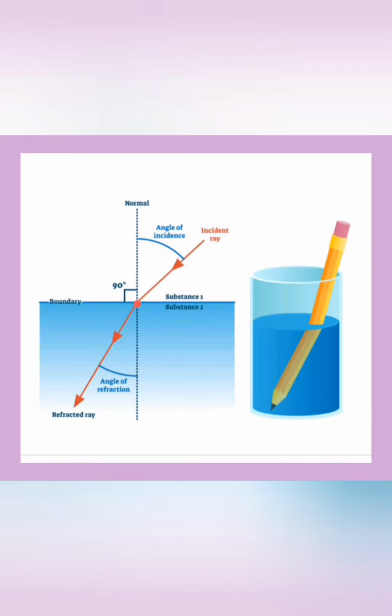This is the incident ray, and the light ray which bends after passing through the second medium is called the refracted ray. The angle between the incident ray and the normal is the angle of incidence, or the incident angle. And the angle between the normal and the refracted ray is called the angle of refraction, represented by small letter r. As in the case of reflection, we represent angle of incidence and angle of refraction as i and r respectively. Don't get confused.